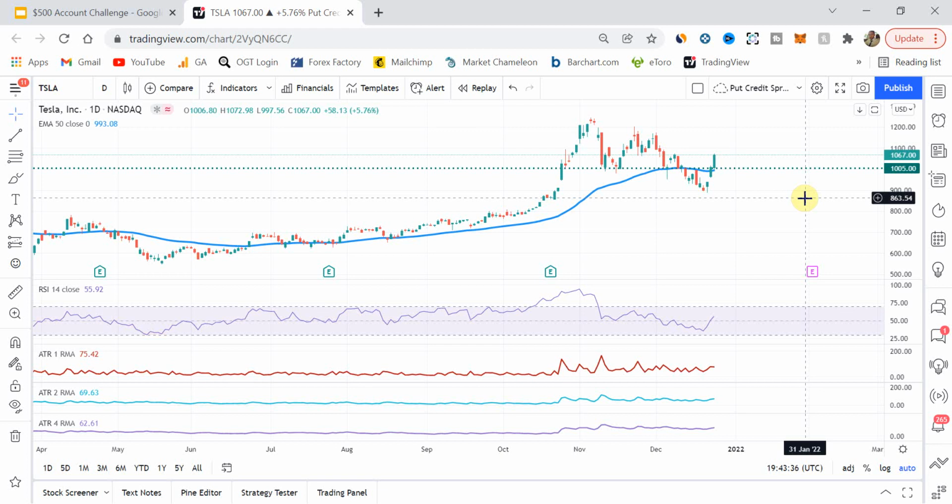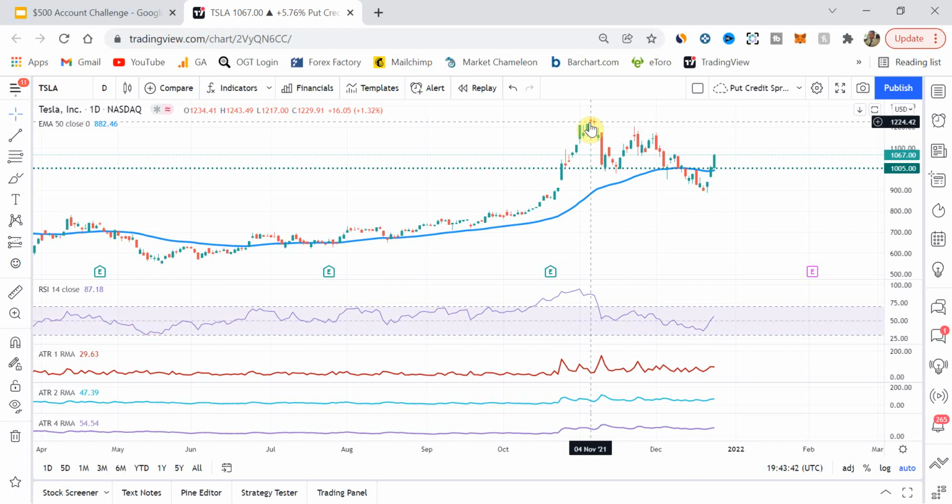I'm not hoping for another downward move. I'm actually hoping Tesla goes to test these highs of 1243 at this level over here. So that's pretty much what's been going on with Tesla. I'm learning a lot following the chart every single day to see how it moves, and hopefully I'll be able to pick better strike prices as time goes on.